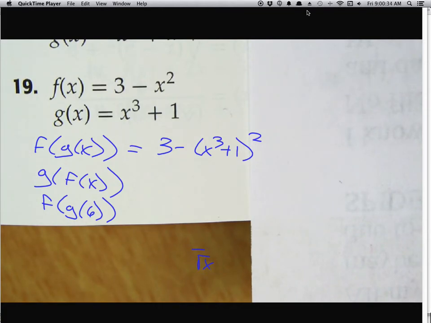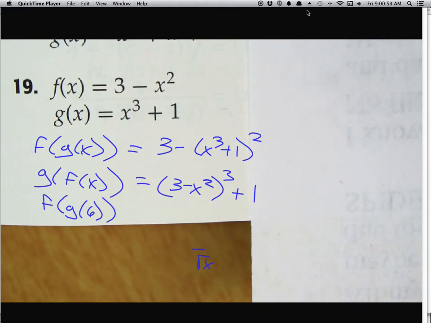Okay, g of f of x is going to be the reverse. This time I'm going to take f and put it in for g, so I'm going to take f and put it in for g. So 3 minus x squared, that's going to be cubed, and plus 1. Any issues there?